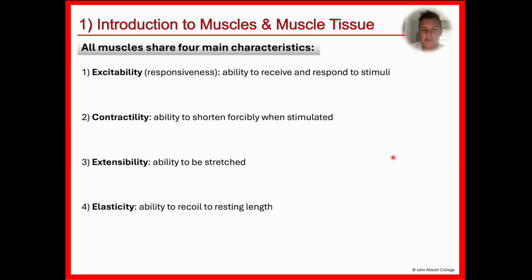So, excitability. All three of these muscles are excitable and they respond to different stimuli and they receive signals to contract, right? So, the nervous system does send some signals to it so that it can contract. So, excitability, it has the ability to receive and respond to stimuli. Contractibility, right? What is the response of a muscle? The response of a muscle is to actually contract, right? The ability to shorten forcibly when stimulated.